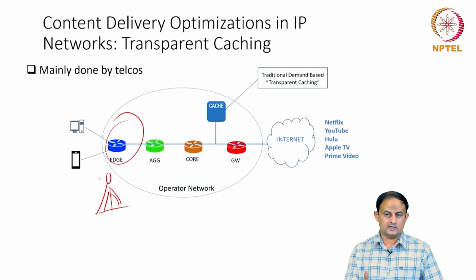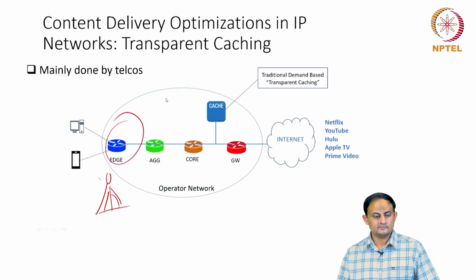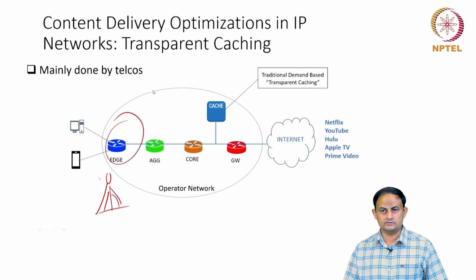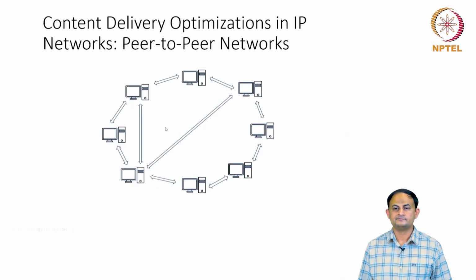So you can keep a transparent cache. The end user does not get to know, but the content is being served from the local repository, thereby you optimize the transmission. And the telcos actually do this kind of contribution.